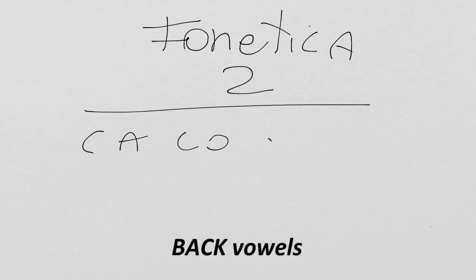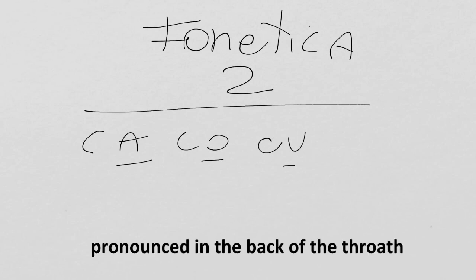And here is a different explanation of the exact same phenomenon in a different way. Let's see. Ka, ko, ku, or more precisely a, o, u, are so-called back vowels. They are pronounced in the back of your throat. If you pronounce a, o, u now and locate the pronunciation, you know they happen in the back of the throat.